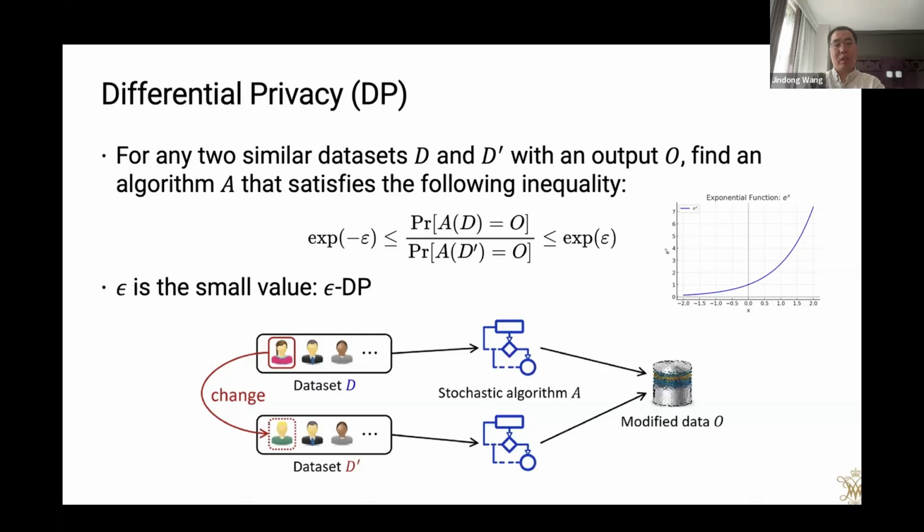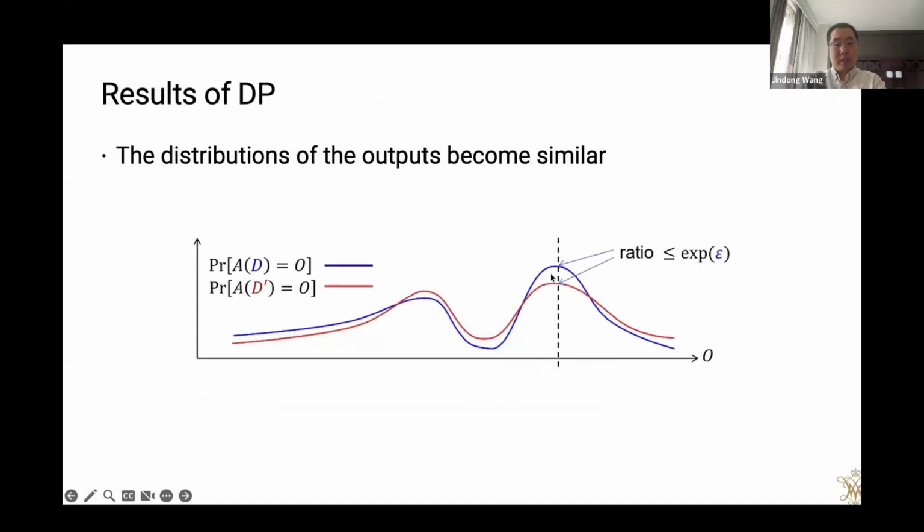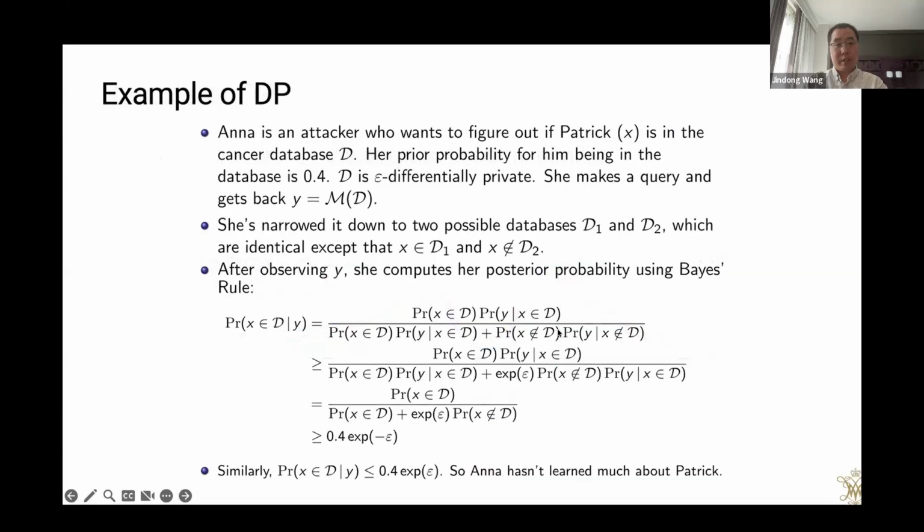The key here remains: I know how it works, but how do I design this stochastic algorithm A, right? Because this algorithm is not a random one. It should be manually designed to make sure that this equation holds. The result is that these two distributions are very similar, with a ratio very small and close to one. And this is an example to show you how we can identify some information, because this is math. We can clearly know the exact probability of leaking or not leaking your private information. This is an example you can see later.